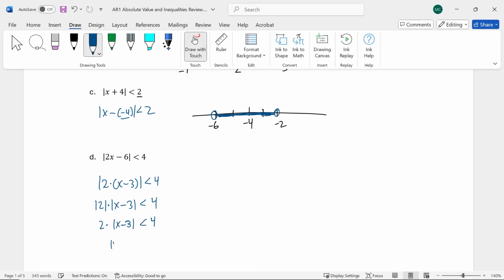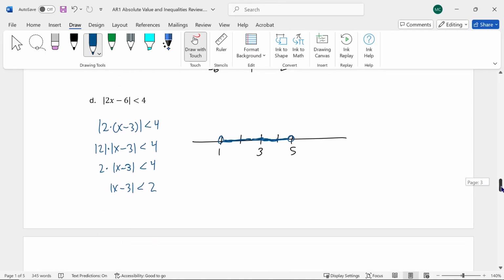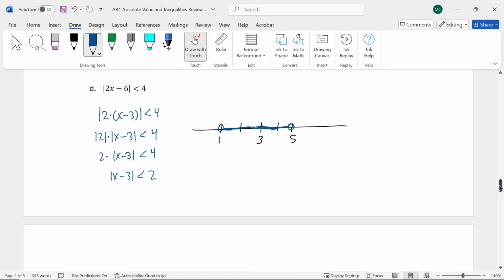Divide the 2 across, and we get the absolute value of x minus 3 is less than 2. So that means the distance from 3 is less than 2, so I'm going out 2 in each direction. That puts us on the interval from 1 to 5. All right, let's continue.